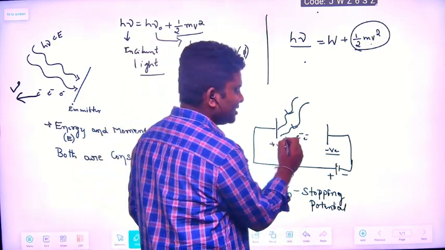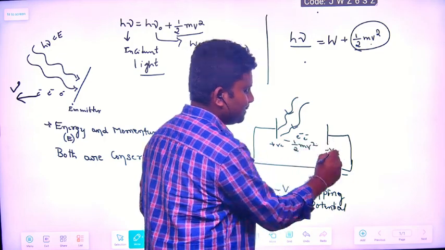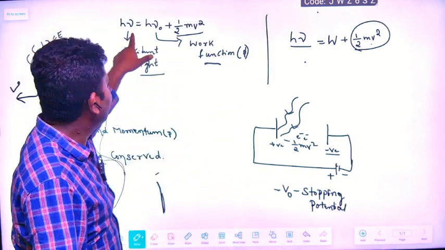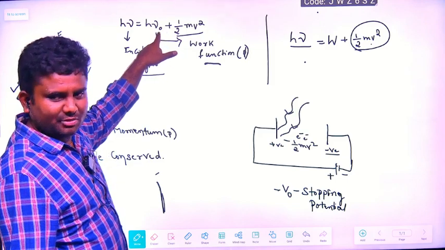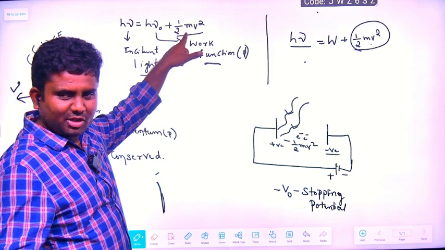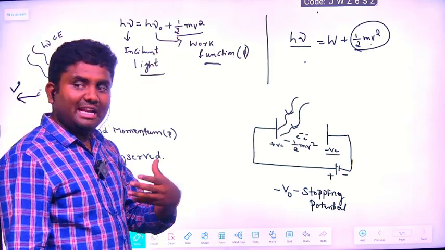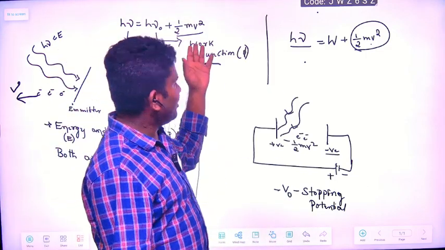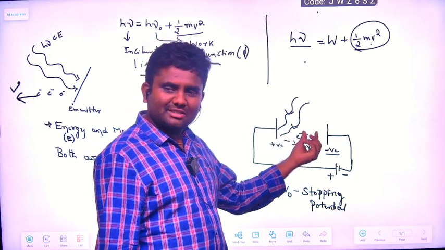Electrons will come with some maximum kinetic energy, right? Half mv square is the kinetic energy of the electrons, right? According to this, part of the energy is used to remove the electrons from the metal surface. That is the work function. The remaining part of the energy the electrons utilize to move with higher speed, with some kinetic energy. That kinetic energy is what we call half mv square. So electrons will come with that much kinetic energy towards the collector plate.